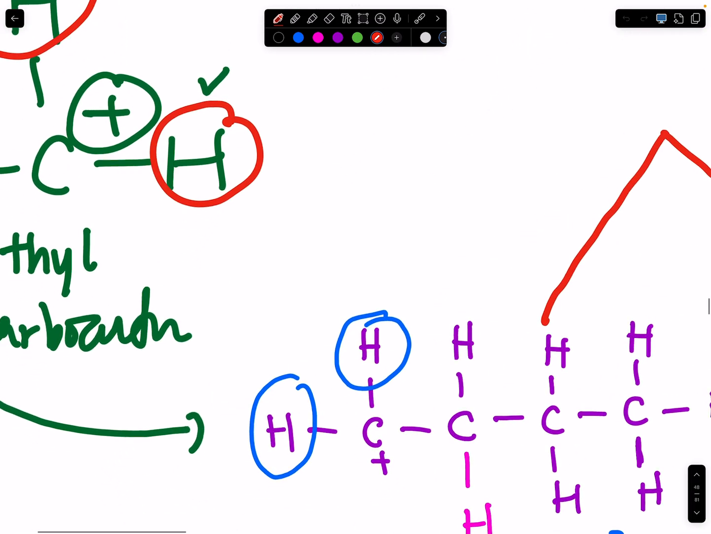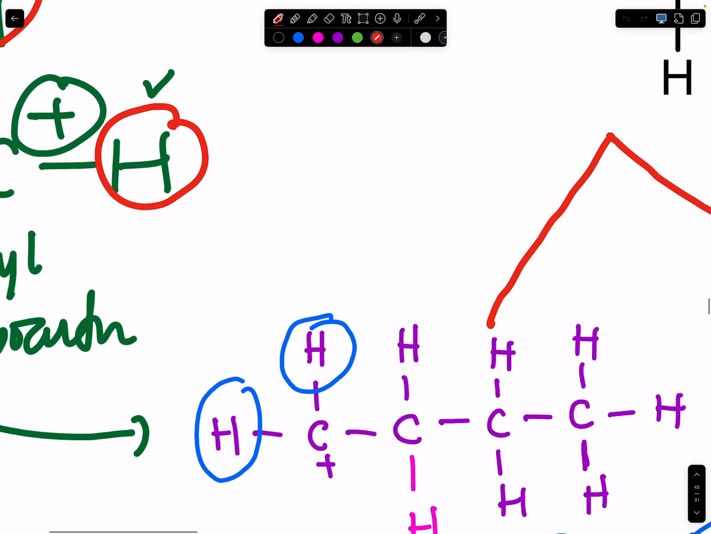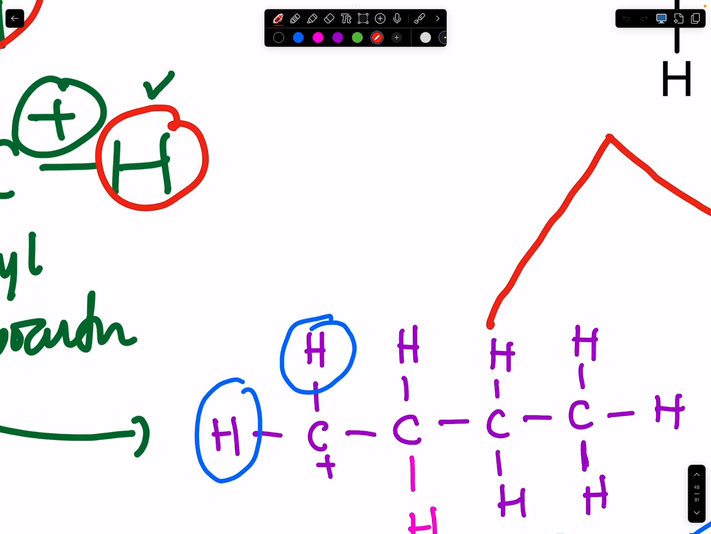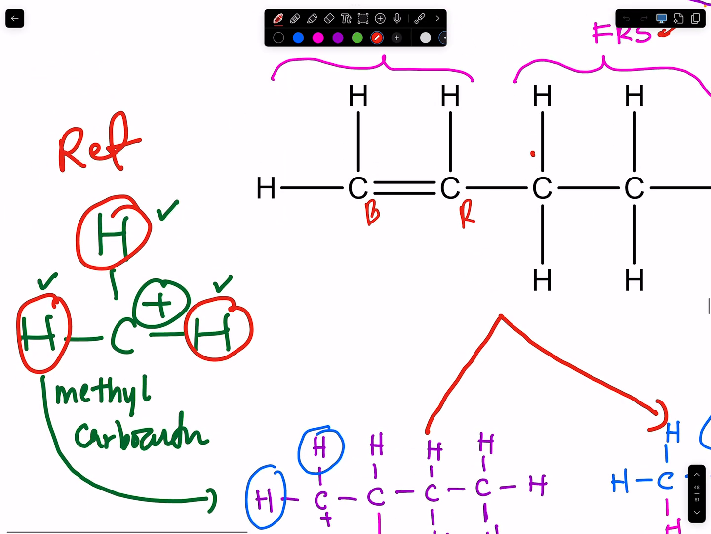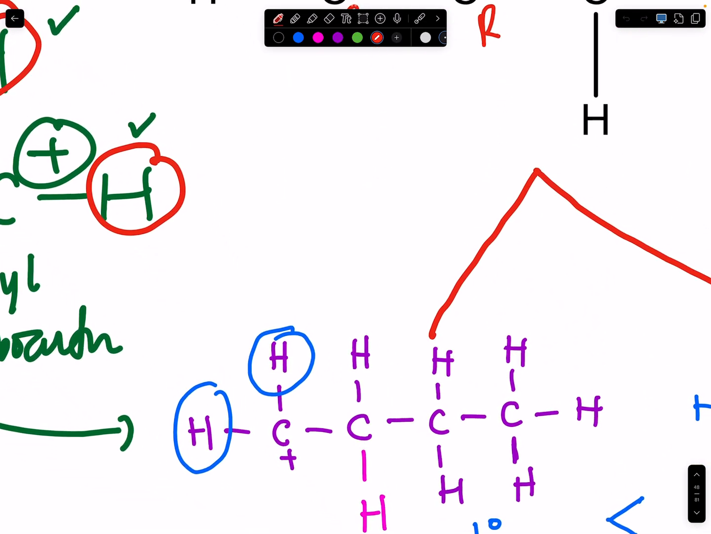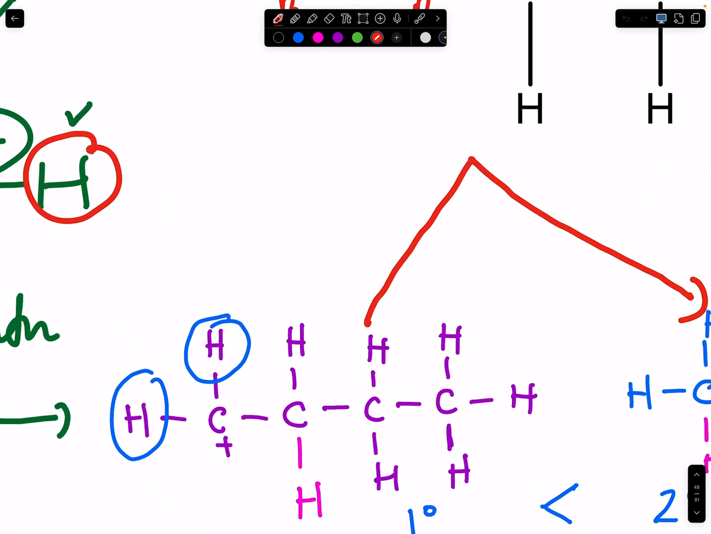Now I want you to focus on the C+ in the purple molecule. How many H's are there around C+? 2, right? There are 2. Do you all agree? How many differences are there between the one in green and the one in purple? 1. So that's why it's called primary.